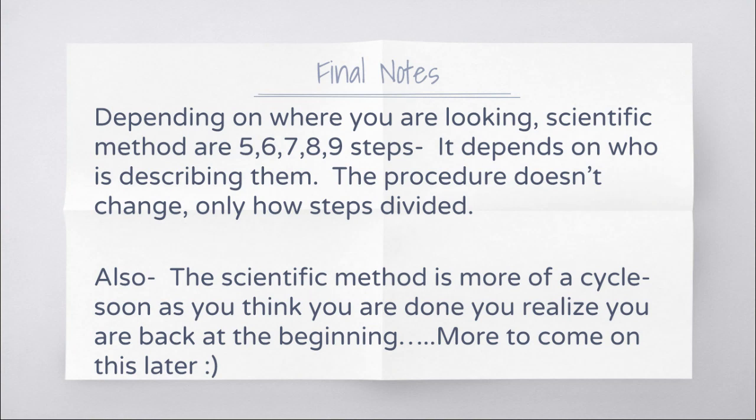Okay, final notes. Depending on where you are looking, the scientific method could be 5, 6, 7, 8, or 9 steps. It depends on who's describing them. The procedure doesn't change, only how steps are divided. Sometimes they combine the results, the analysis, and the conclusion. Sometimes they add in an extra step where you're going to have to repeat it. Also, the scientific method is more of a cycle. As soon as you think you're done, you realize you're back at the beginning. More to come on this later, but it's like a nonstop process.